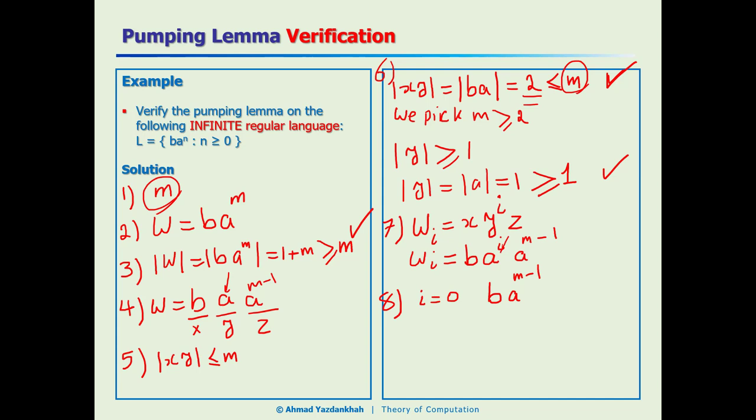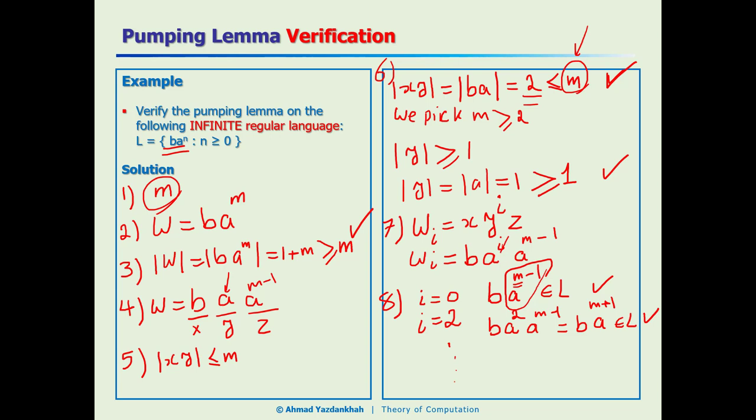Is this the case that this guy belongs to this? We would say yes, it belongs to the language, because you know m based on this constraint is greater than or equal to 2, so definitely this won't be a negative number, right? So this belongs to L, we would say yes. And for i equal to 1, yeah, definitely it belongs. So let's check the i equal to 2. It will be b a squared a to the m minus 1, which is equal to b a to the m plus 1. And this belongs to language. And you can continue here.